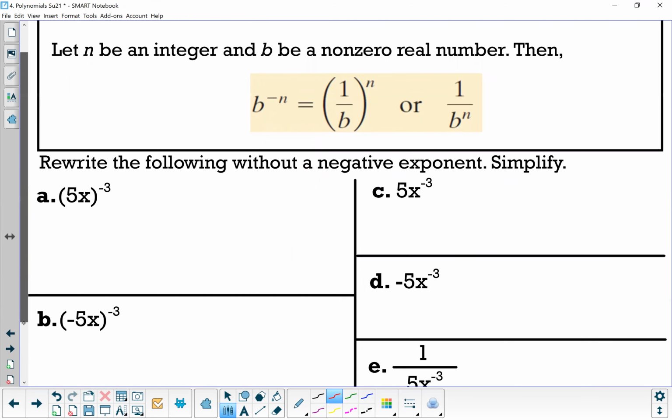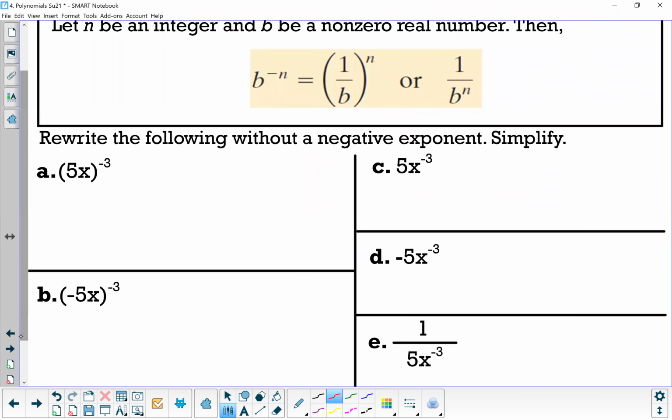All right, let's take a look at these 5. So if you can do these 5, you got it. So go ahead and pause the video and try these 5, and then we'll do it together.